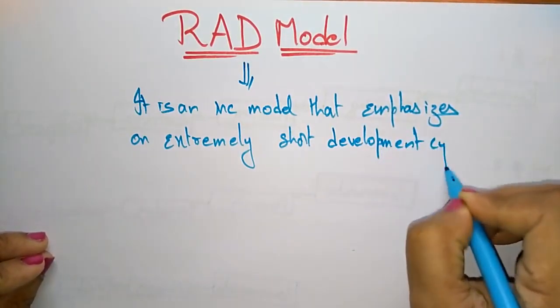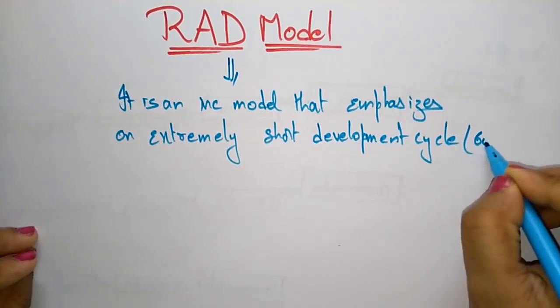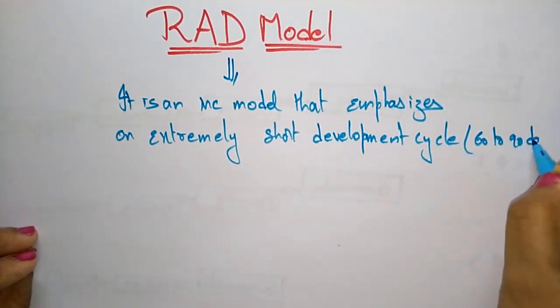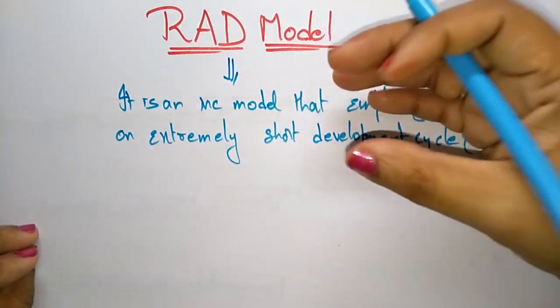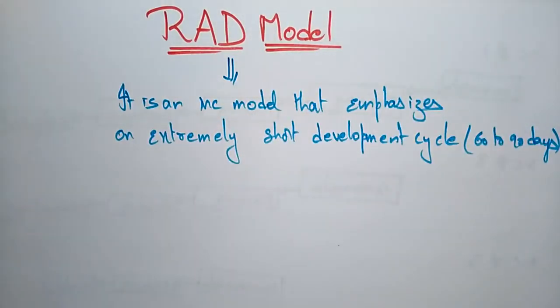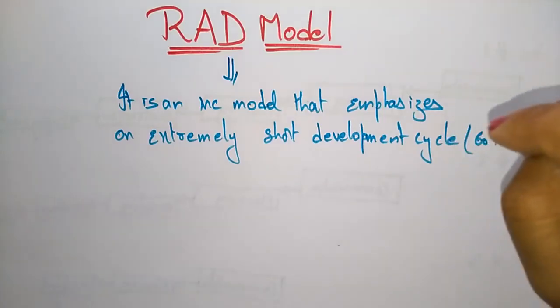The development cycle, for example, you can take 60 to 90 days. If you want to develop a product within these 60 to 90 days, it's better to go for the RAD model for implementing the project through communication, planning, modeling, construction and deployment, rather than using the incremental model.